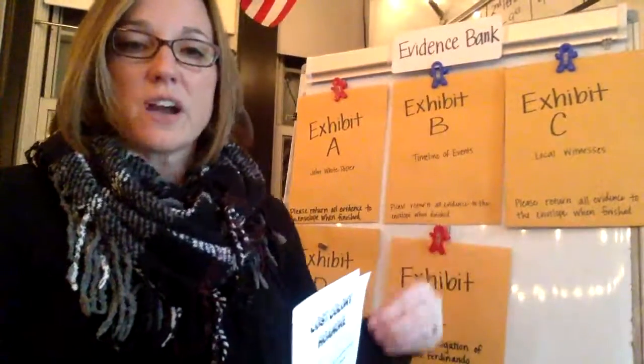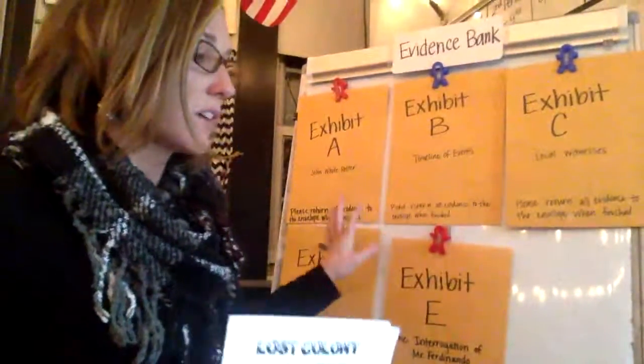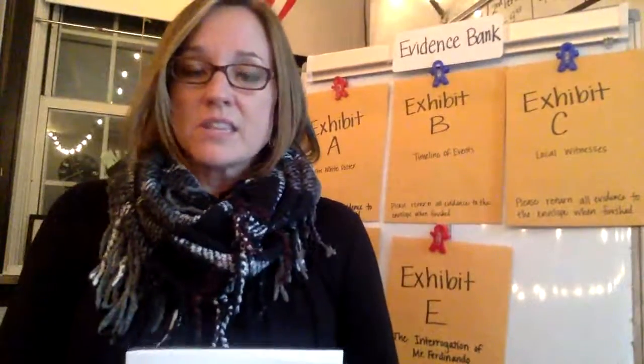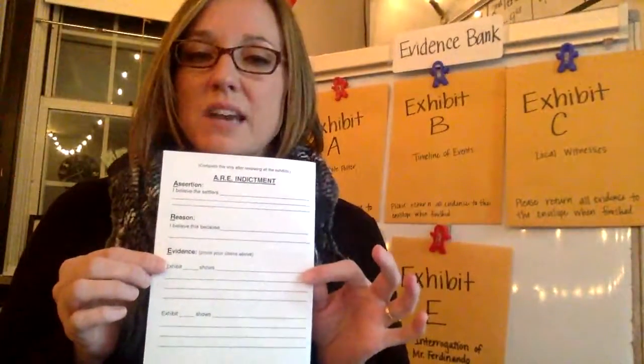Then you'll take a different envelope back to your seat, and you're going to continue to do this until you've had a chance to look at all 8 pieces of evidence. When you have gotten all of the evidence recorded on your evidence sheet, then you will turn to the back side. And on the back side is where you're going to decide what actually happened to these colonists.